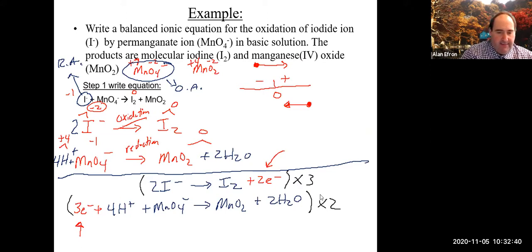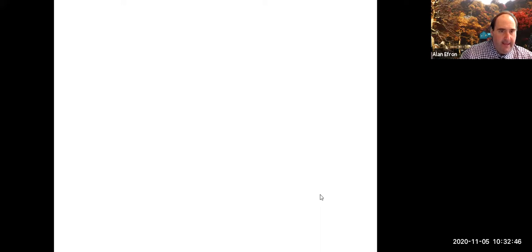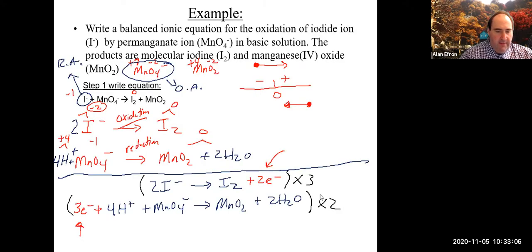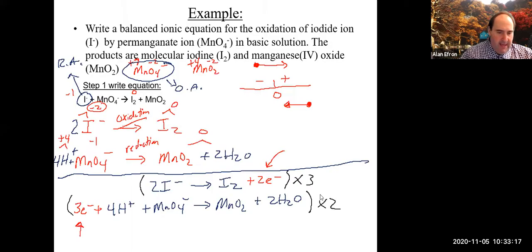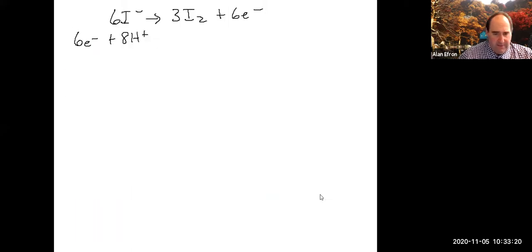So I can see what's going on. We'll carry that 3 across on the top, and that will give us 6I minus goes to 3I2 and 6 electrons. On the bottom one, we'll carry that 2 across, and we're going to get 6 electrons and 8 H pluses. So we have 6 electrons plus 8 H pluses. And again, carrying that to 2 MnO4s.